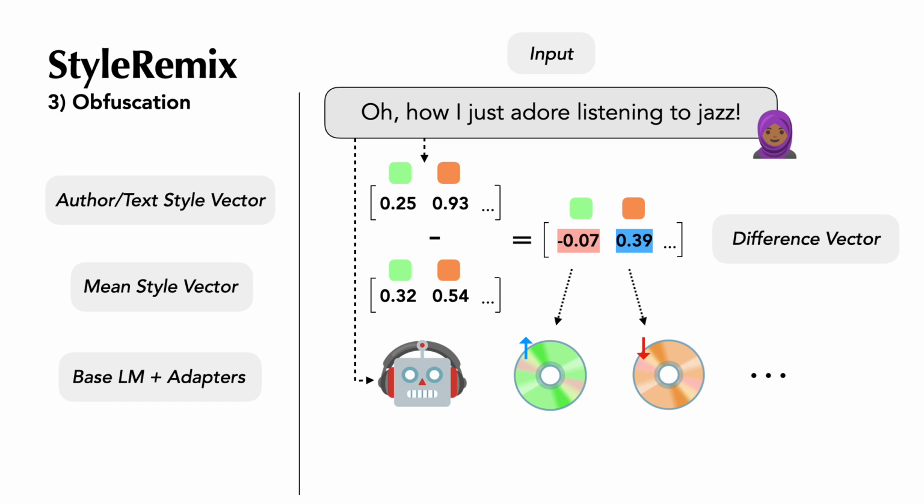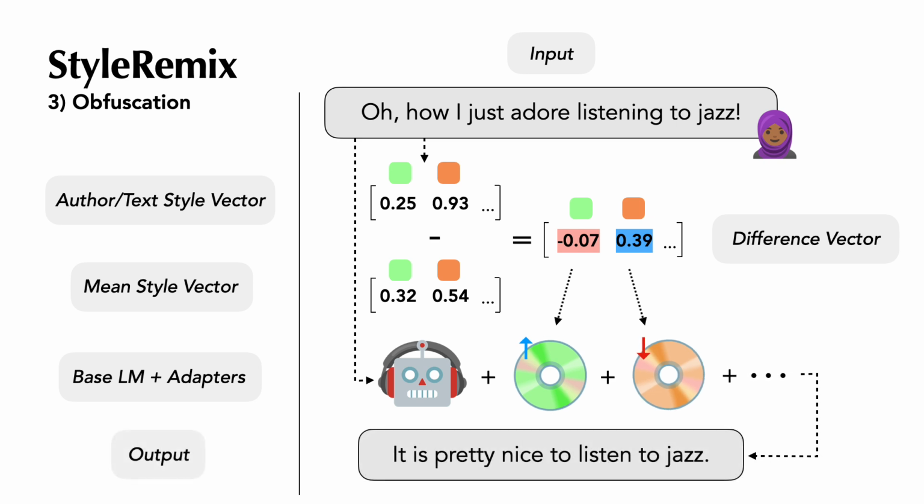Finally, we're going to pass the input back into the base language model, plus these adapters. After doing this, we're going to obtain a rewrite which takes into consideration the different adapters and obfuscates the text effectively and with high explainability.